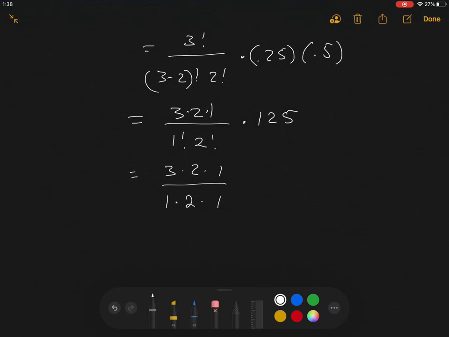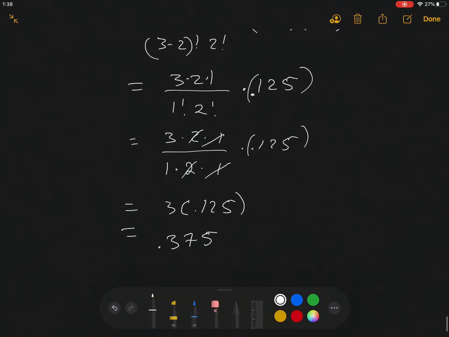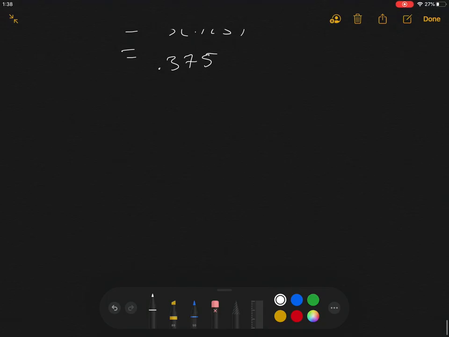And so the 1s and the 2s cancel here, and you get 3 times 0.125. You have 3 times 0.125 is equal to 0.375. So that's the probability that you get 2 heads out of 3 coin tosses. And that's that probability. Okay, that's part A.